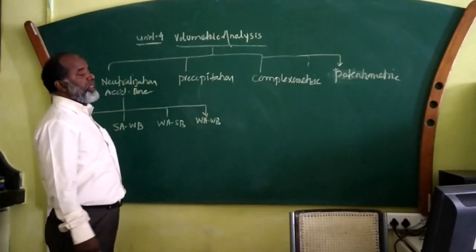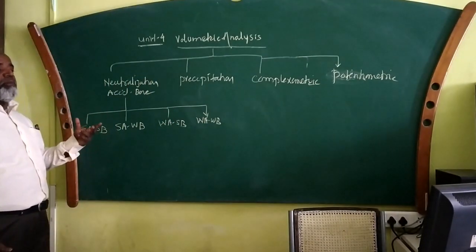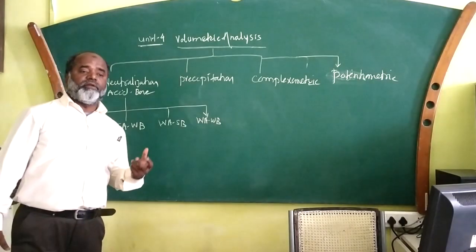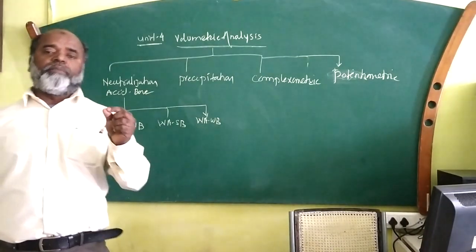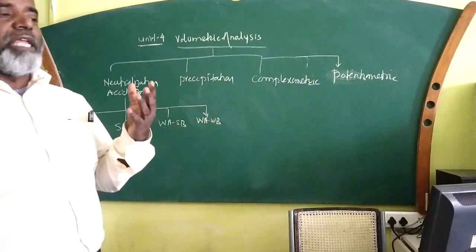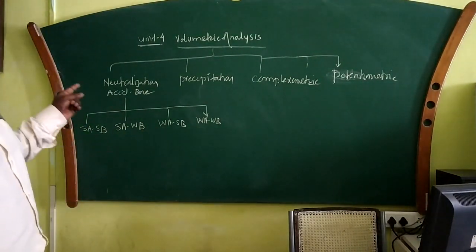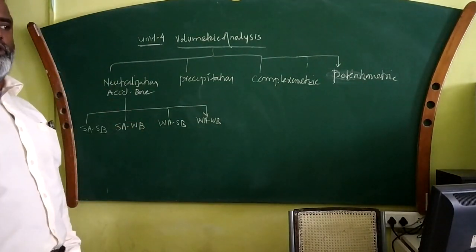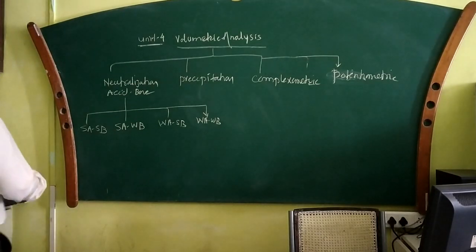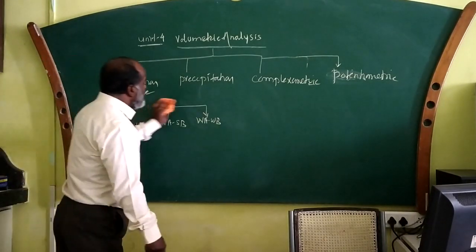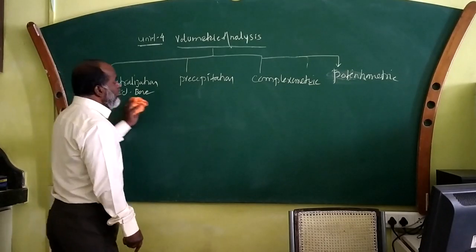These are the four. So remember, I am telling so many times, depending upon the type of sample, which sample you are going to analyze, the type of volumetric analysis can be used. This is what we call an acid-base titration, which is of four types.